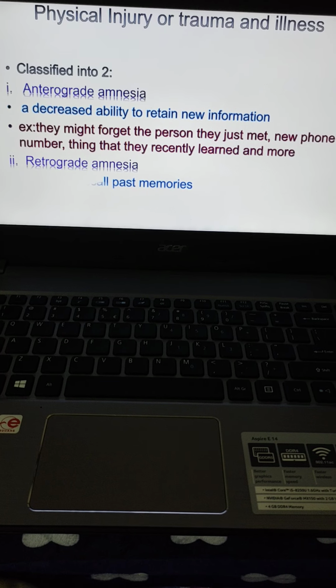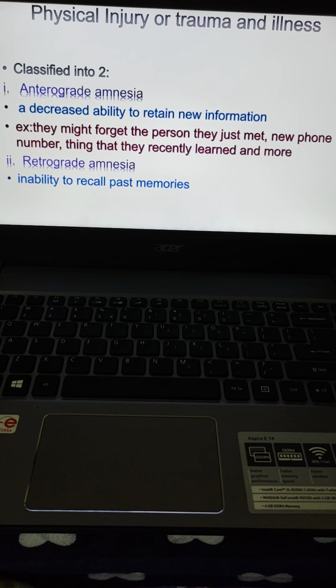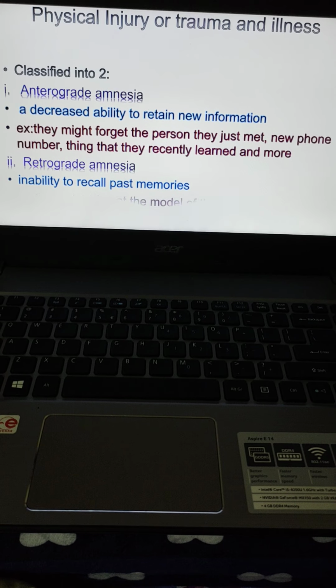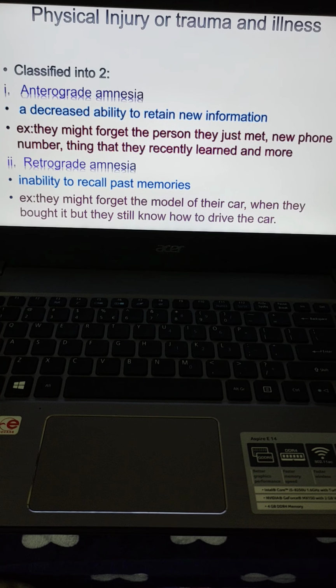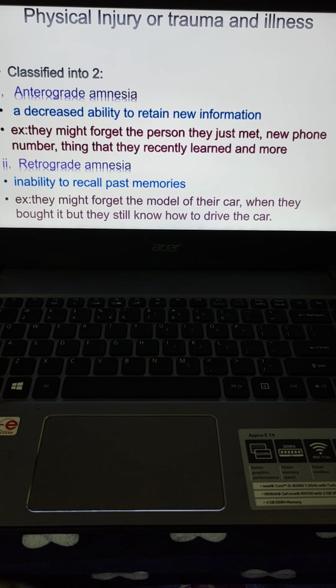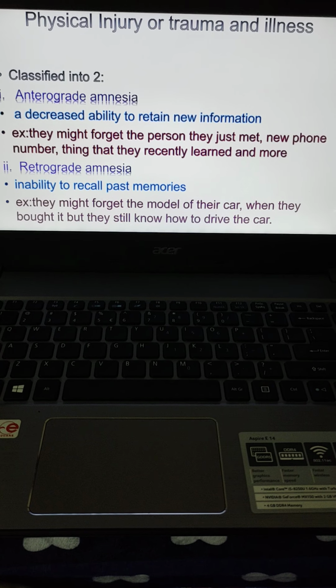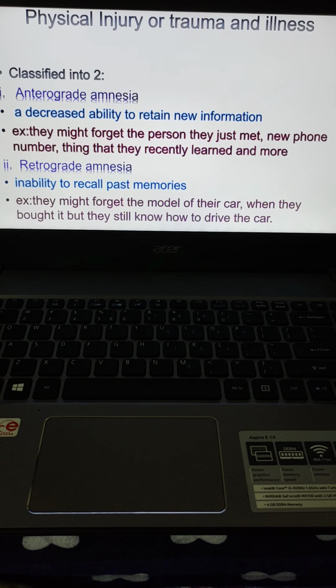Retrograde amnesia refers to an inability to recall past memories. For example, they might forget the model of the car when they bought it, but they still know how to drive the car.